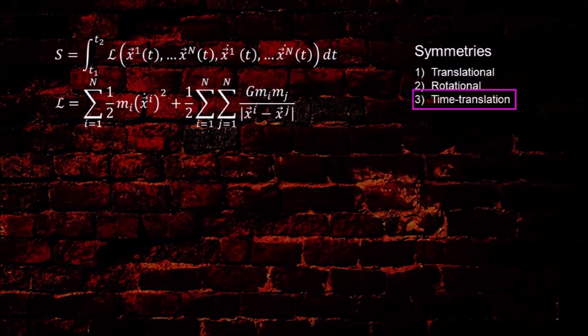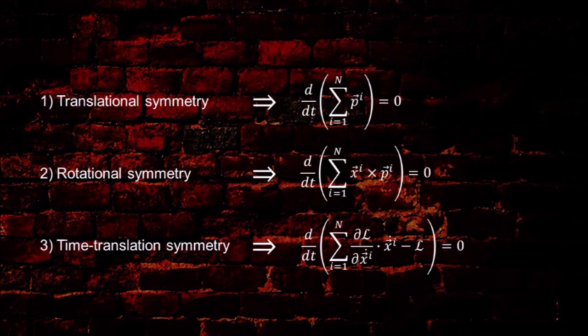The time translation symmetry can be discerned simply by looking at the explicit time dependence of the Lagrangian. This Lagrangian has none. Okay, so what does this have to do with conservation laws? And what is being conserved?